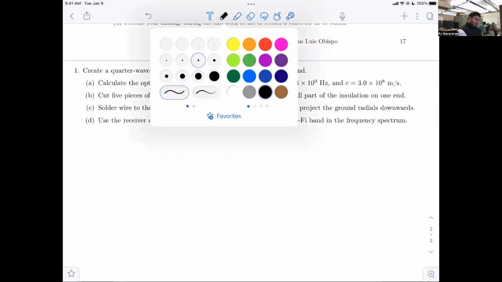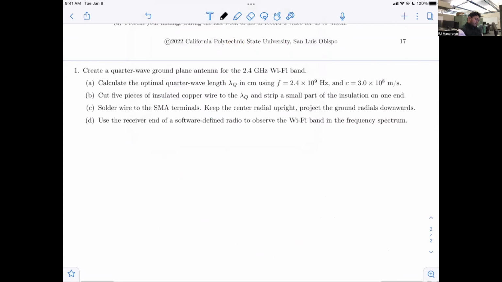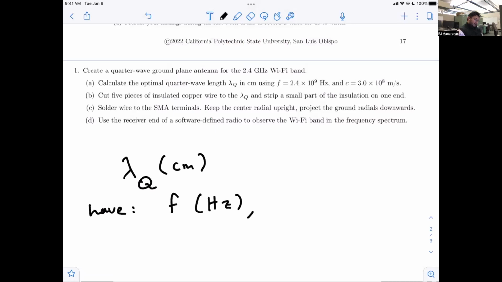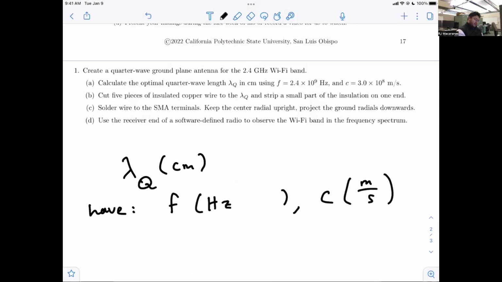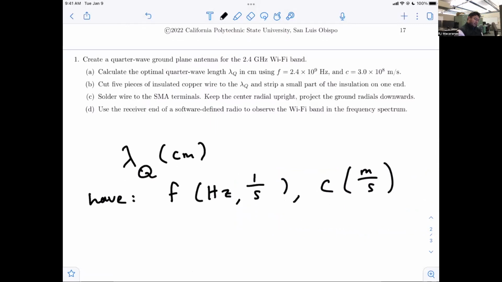So with that, we can go ahead and talk about this first part. In part 1, we're going to be designing this quarter wavelength antenna. So we have some lambda Q that's going to be in centimeters. So we want this, and then we have F, some frequency in hertz, and we have the speed of light, and that's in meters per second. So hertz is actually just 1 divided by seconds, effectively.